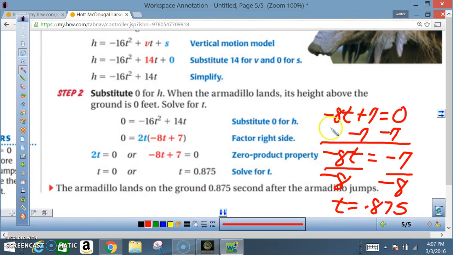All right, once again, to help out those who may not get it, negative 8 times t plus 7 is equal to 0. Minus 7, minus 7. You're left with negative 8t is equal to negative 7. Divide both sides by negative 8. Negative divided by a negative is a positive, so you're left with just t, and you end up with 0.875.